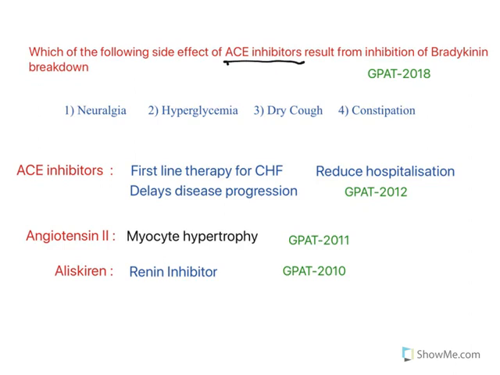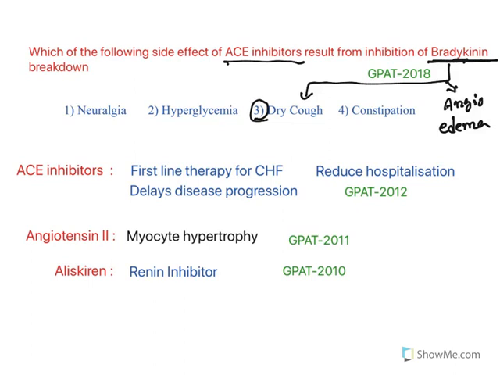Which of the following side effects of ACE inhibitors results from inhibition of bradykinin breakdown? ACE is an enzyme which is also responsible for the metabolism of bradykinin. When we take ACE inhibitors, bradykinin metabolism is also inhibited, and that results in two of the major adverse effects. One is dry cough, the next one is angioedema. Angio means blood vessel, edema means fluid accumulation. The remaining options are not correct, but the major side effect is dry cough.